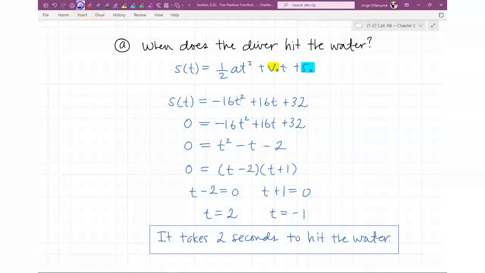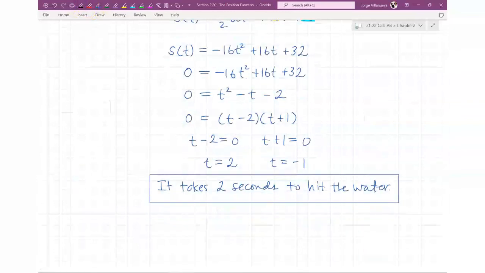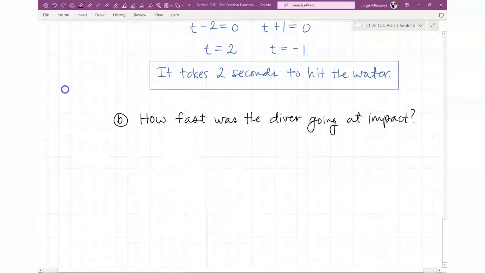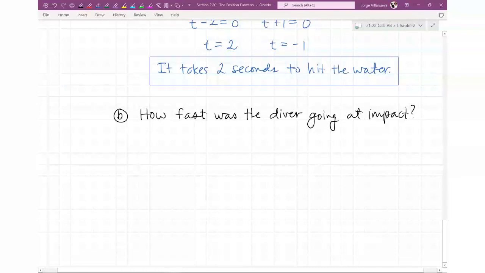So here's the next part. B: How fast was the diver going at impact? Here's where you're going to learn a little something new. If you took physics, maybe you still remember your velocity equation. But the nice thing about calculus is you don't have to memorize equations. You can deduce them.